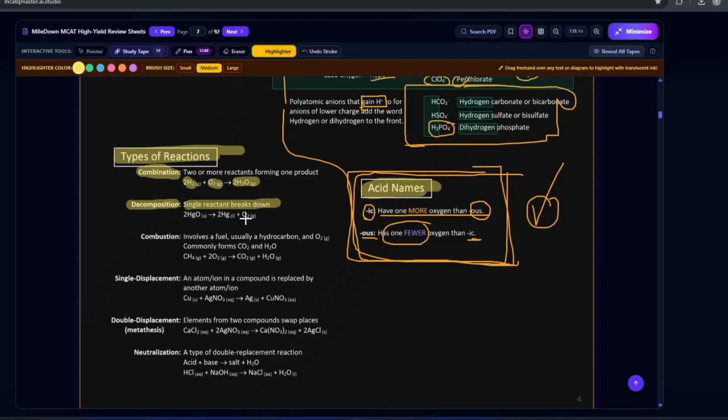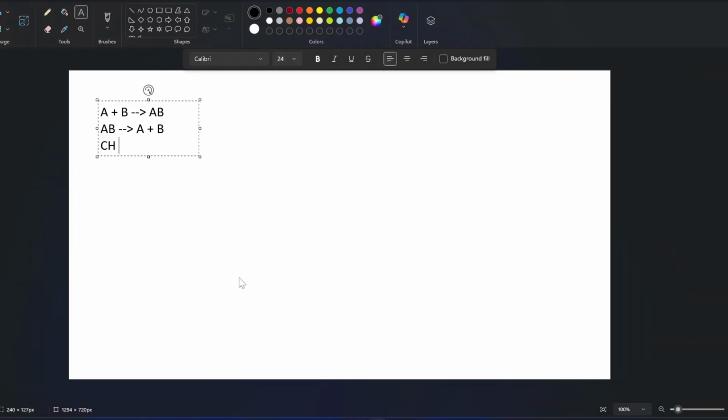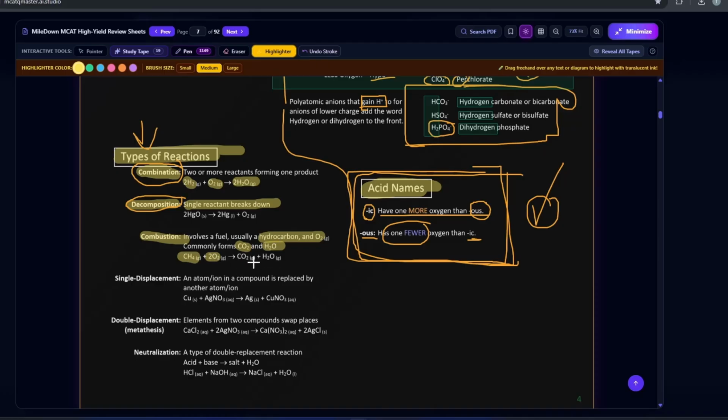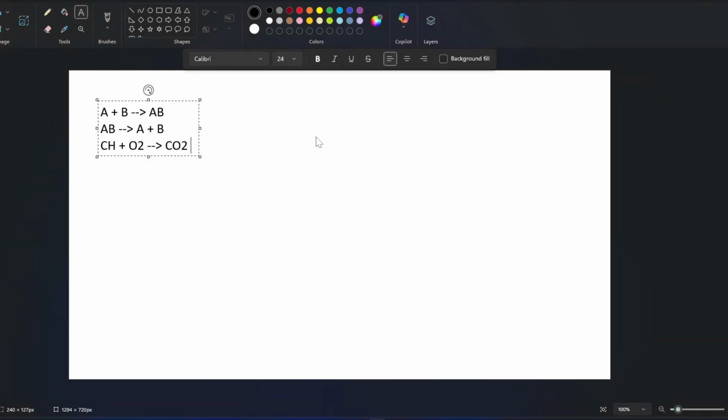If you were given a chemical reaction like this, you should be able to identify what type of reaction you're looking at. Is it decomposition, or a combination, or any of these others? Combustion involves a fuel, usually a hydrocarbon, and O2, and commonly forms CO2 and H2O. This is the hydrocarbon, and here is the oxygen gas, O2. Remember, oxygen is a diatomic molecule. It turns into CO2 and H2O, and with this formula you'll know it's a combustion reaction.